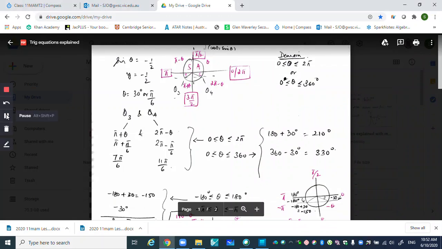Hi guys, let's look at trig equations today. I'm going to teach you different ways of looking at it and hopefully it helps you in the future. Now let's take a basic trig equation. Sine theta is equal to minus half.